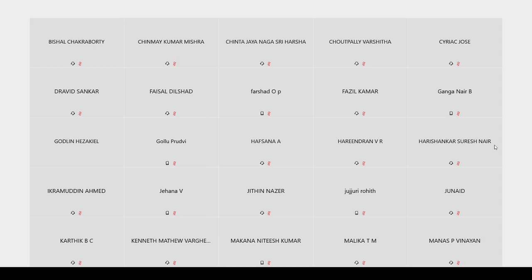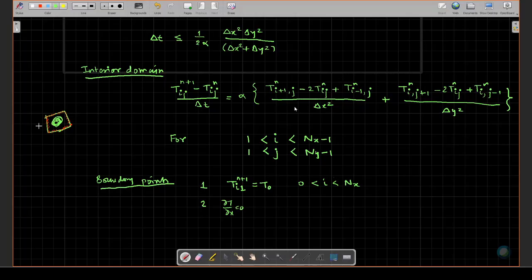So this one is this boundary, right? del T by del x equals 0. Now to get this, what shall you use, backward difference or forward difference? We'll use forward difference. So that is nothing but T.